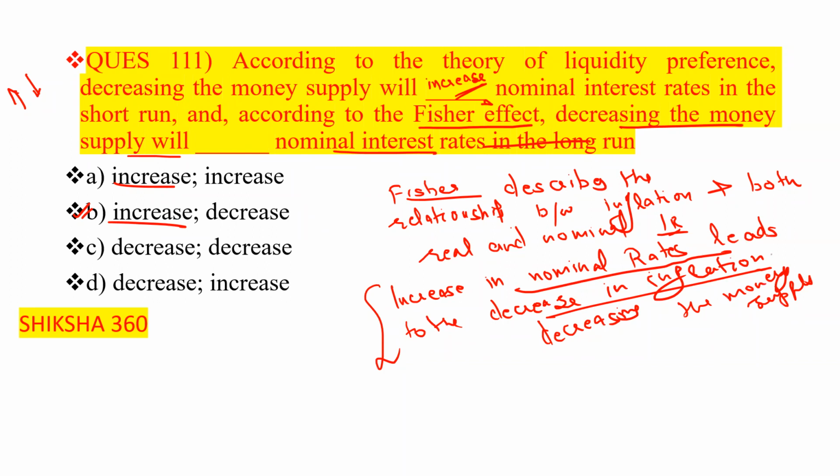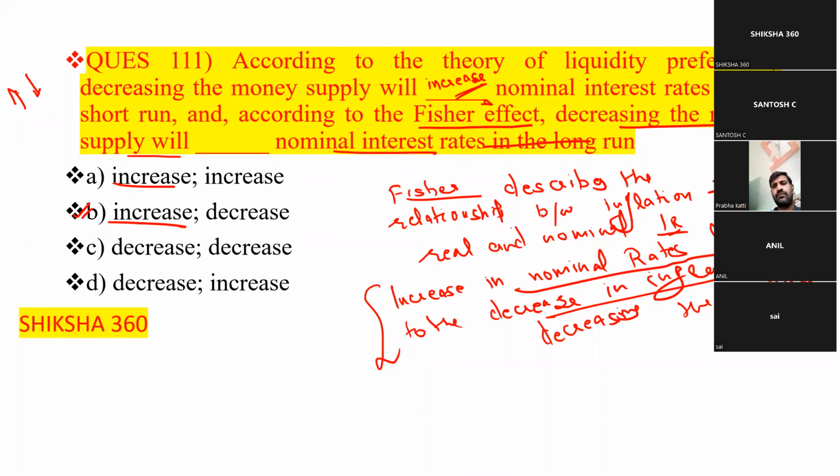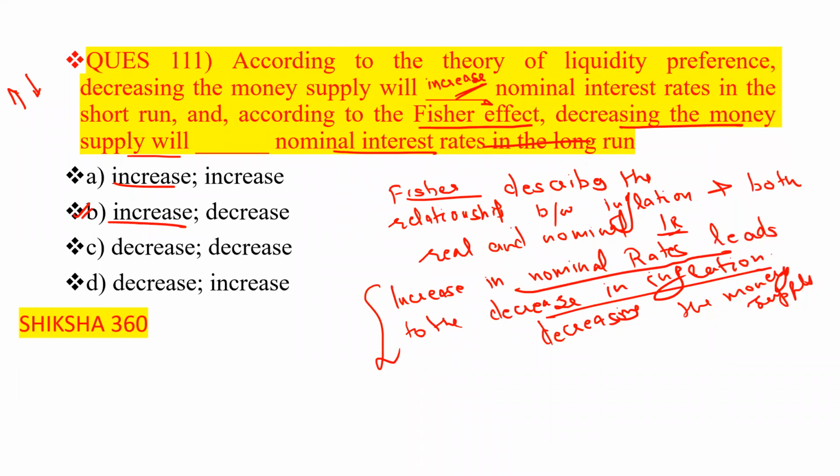According to the Fisher effect, decreasing the money supply will decrease or increase what? Sorry, wait a minute. Decreasing the money supply, what will it affect? Increase in nominal rates. So what is the correct answer here? Please tell fast. Decreasing the money supply will decrease the inflation. So this one is the answer. Please remember all these things.